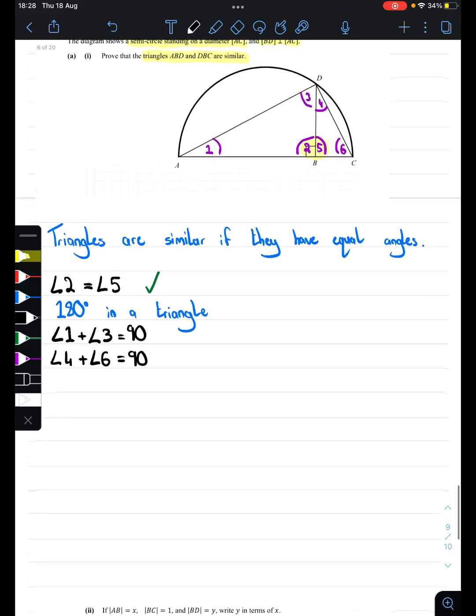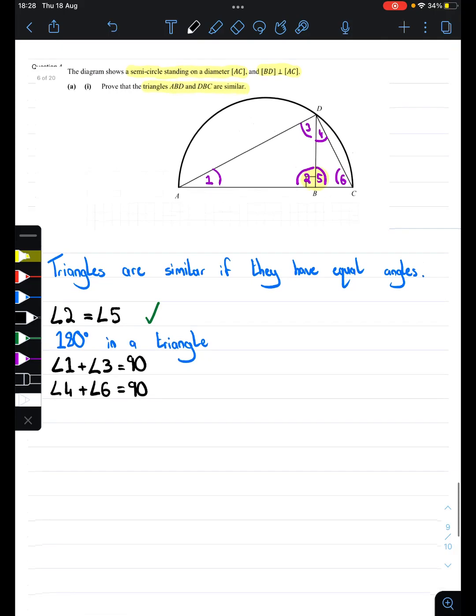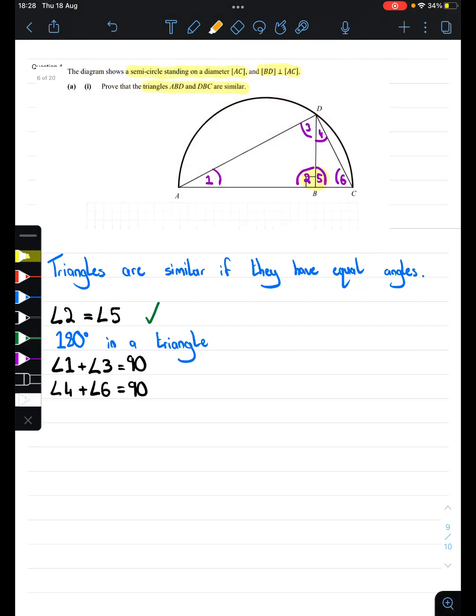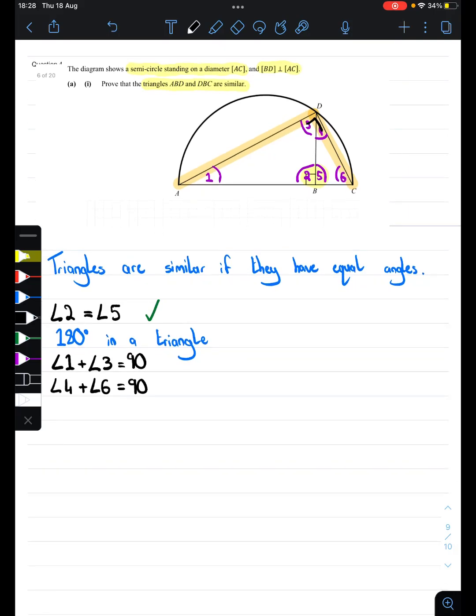So what other information do we have? Well, we know that we're working with a semicircle, and they generally don't give you information for no reason. In a semicircle, any angle that is made, for example this angle ADC, makes 90 degrees. Since that right angle is angle 3 plus angle 4, we know that angle 3 plus angle 4 equals 90.